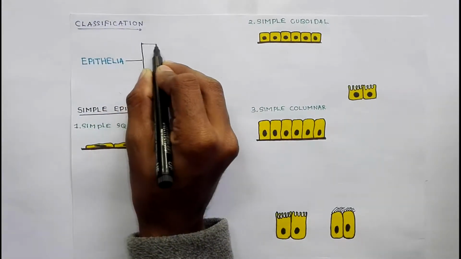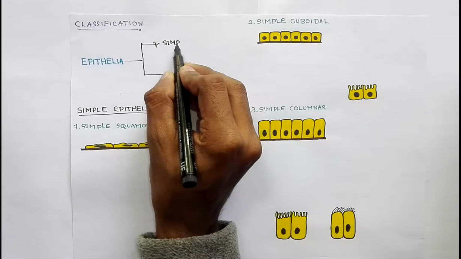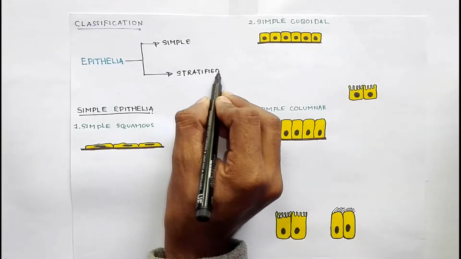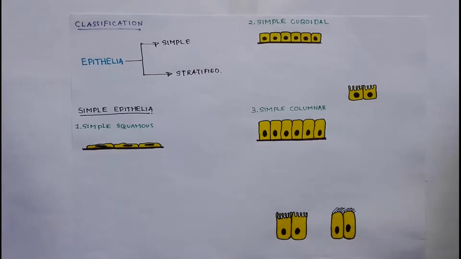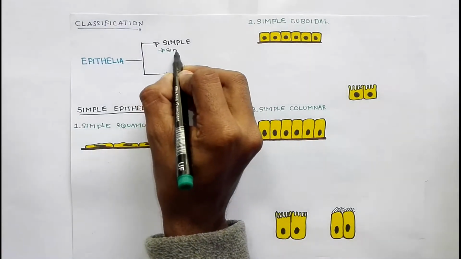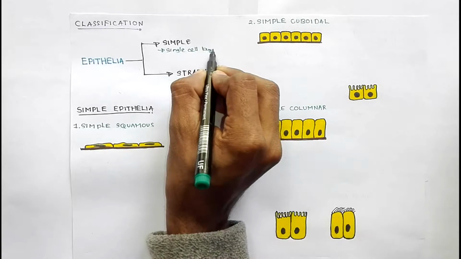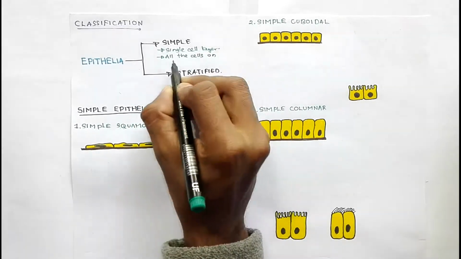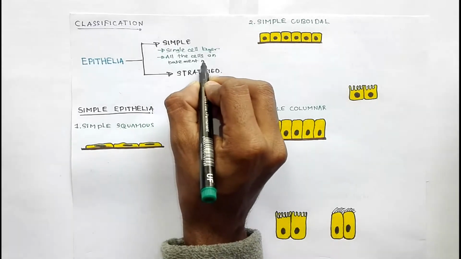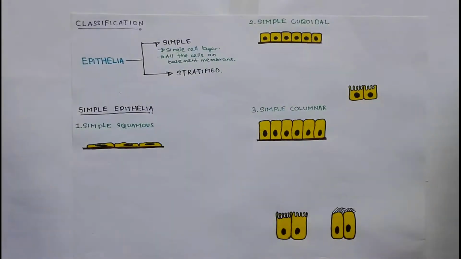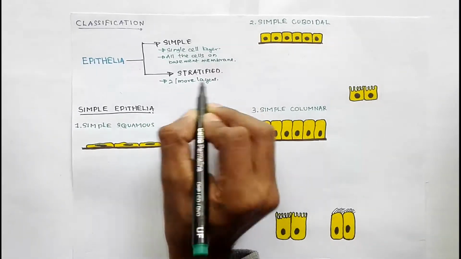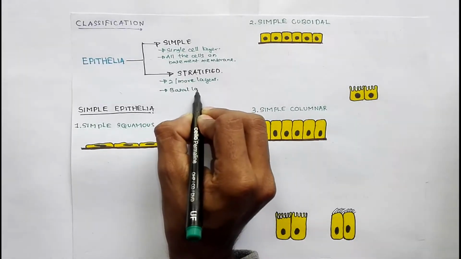Epithelia can be divided into two major categories: simple epithelia and stratified epithelia. Simple epithelia consist of a single cell layer and all the cells rest on the basement membrane. Stratified epithelia contain two or more cell layers and only the basal cell layer lies on the basement membrane.